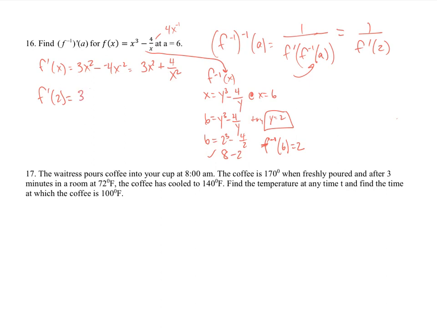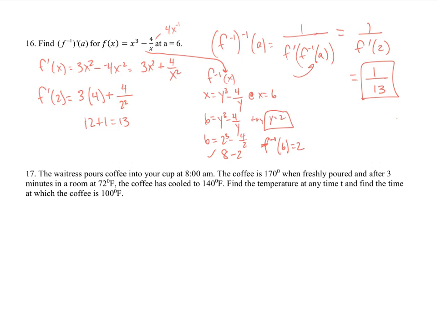Let's plug this in. We get 3 times 2 squared, which is 4, plus over here 4 over 2 squared, which is 4. So I end up with 12 plus 1, which is 13. So this answer ends up being 1 over 13.